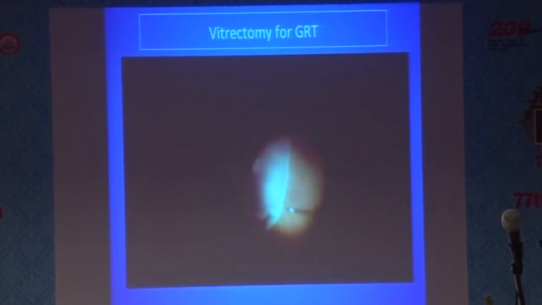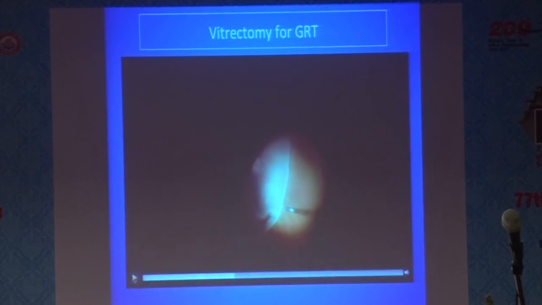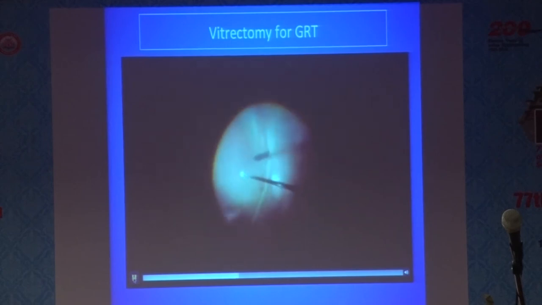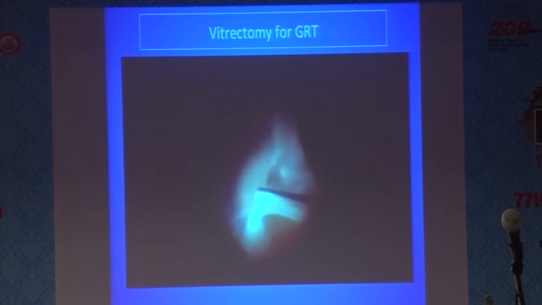This should be done at high cut rates and a little lower aspiration rates, because the edge of the GRT is very mobile. It can come into the cutter. So most of the times in cases such as this, the idiopathic ones, you already have a pre-existing posterior vitreous detachment. So the core vitrectomy is done.